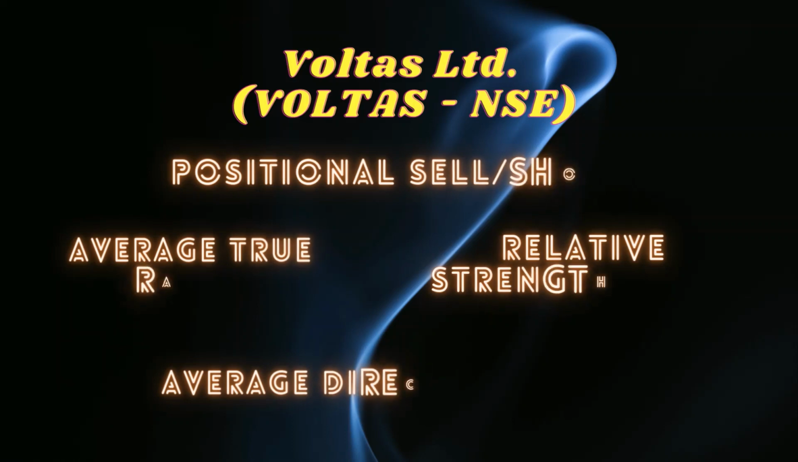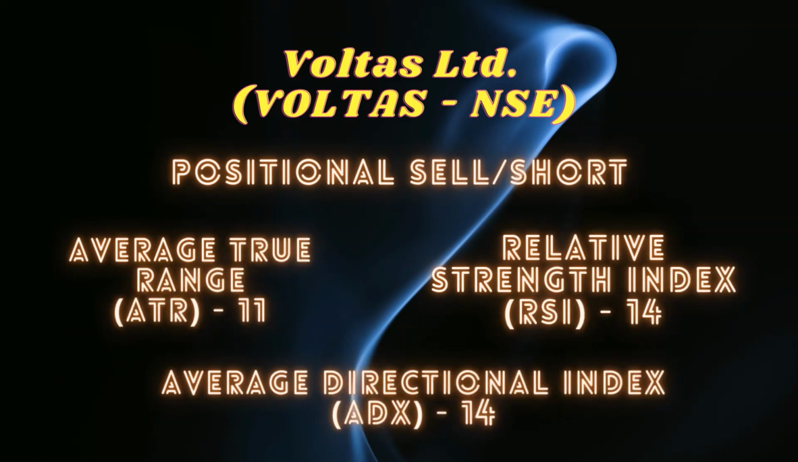Here's the next strategy for the same stock, VOLTAS. This is a positional sell or short strategy, which means we're going to sell first and then buy back after a few days. This is possible in the equity cash segment if you are holding the stocks already. If not, then this is possible in the derivative segment wherein you can short futures contract and square them off after a few days. The technical indicators and the configuration pretty much remains the same. We'll make use of 11-period ATR, 14-period RSI and 14-period ADX.